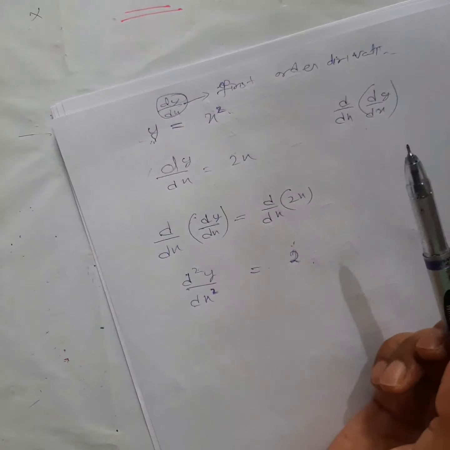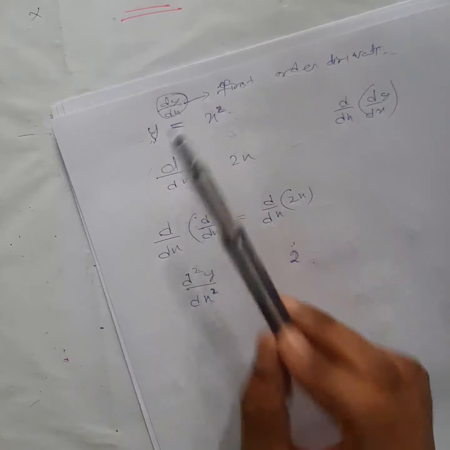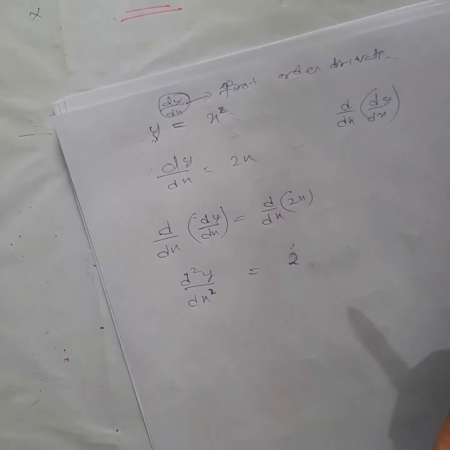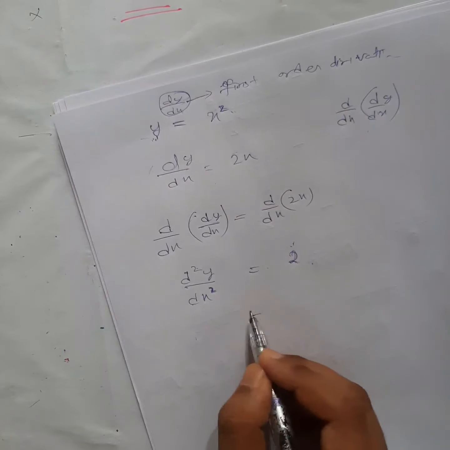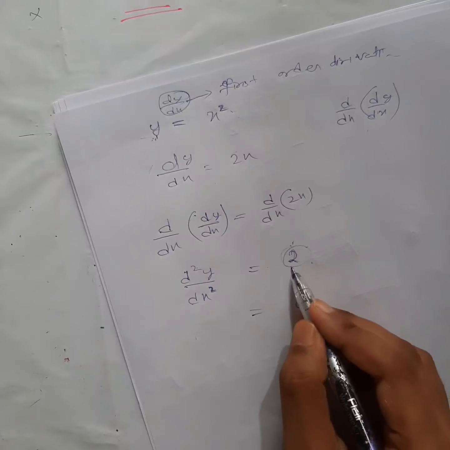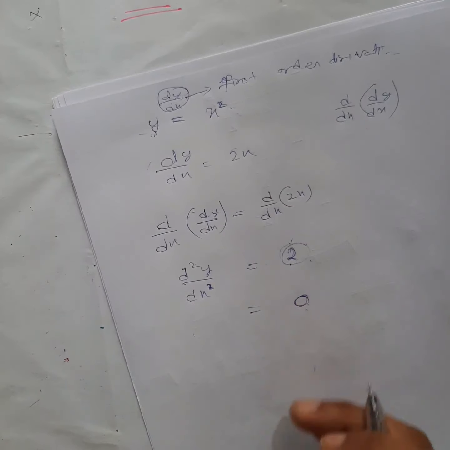When you have to differentiate 2 times, then it is called second order derivative. If you have to differentiate 3 times, then it is called third order derivative. In this way it will go on. What will be the third order derivative? You can understand it will be 0. If you differentiate the third time, it will be 0. After that, there is no use of differentiating.